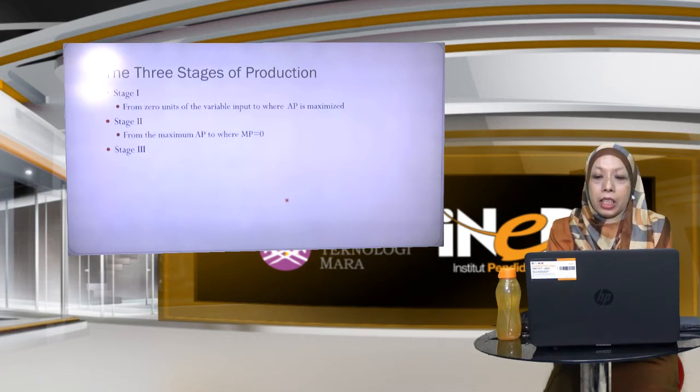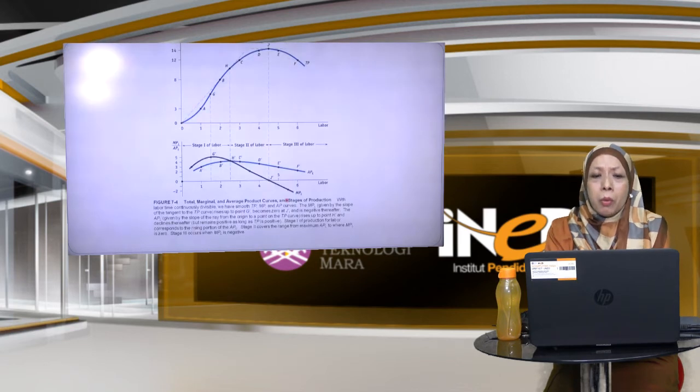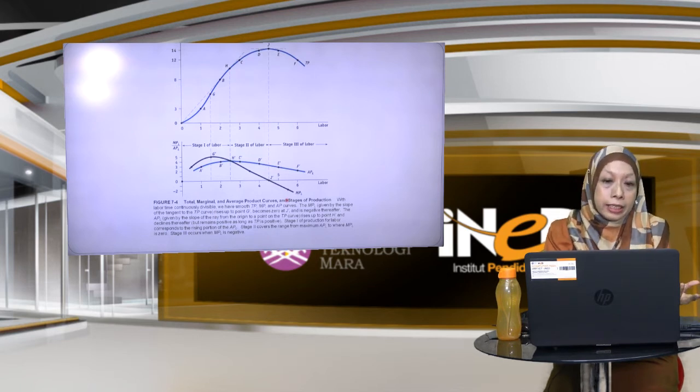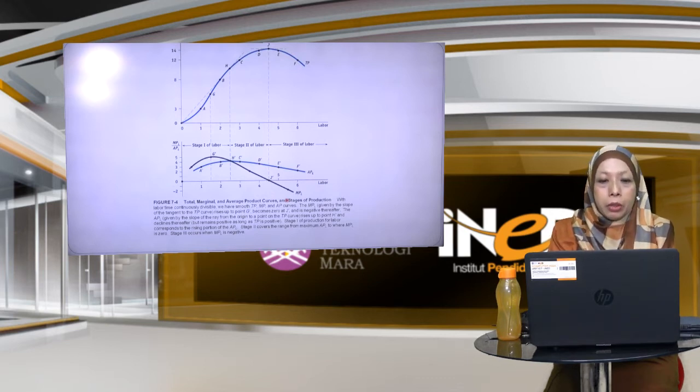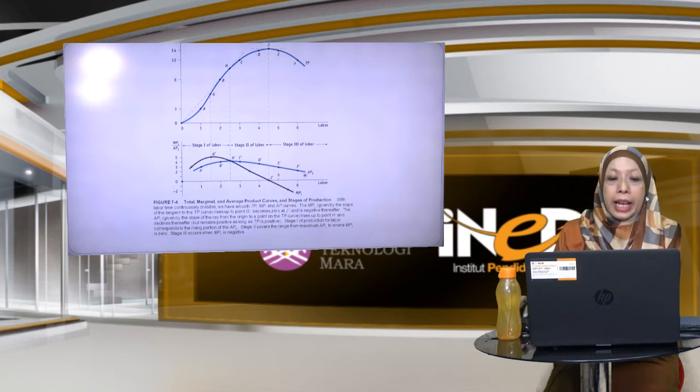And stage 3 started from the point where MP equals 0 onwards. So beyond the point where MP equals 0. What I have here is a much smoother version of the production curve which we have looked at just now. Again, on the top panel we have the total product curve. At the lower panel we have the marginal product curve and average product curve. Now this production diagram can be divided into 3 areas.